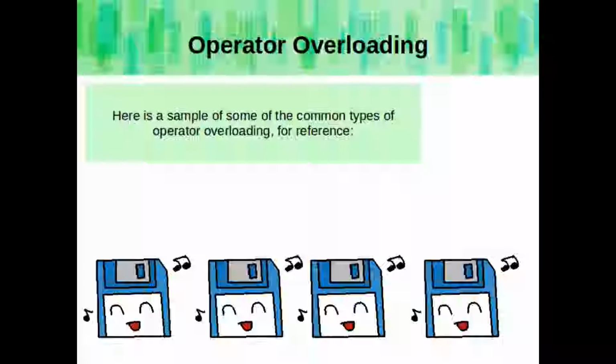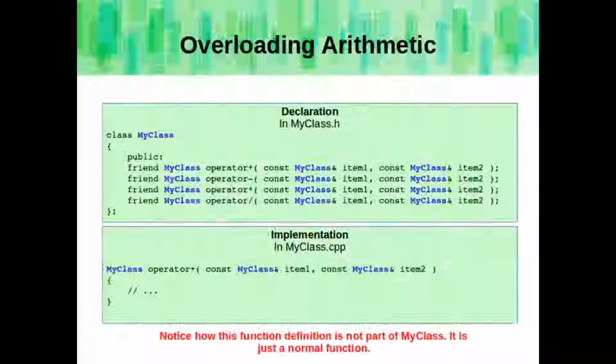As a quick reference, here's a sample of some of the common types of operator overloading and what they look like in the code. You'll notice that when overloading certain operators, the functions won't be members of the class themselves, but friends of the class. So here, for any sort of addition, multiplication, subtraction, and division, these will be friends outside of the class that operate on two parameters of that class type.